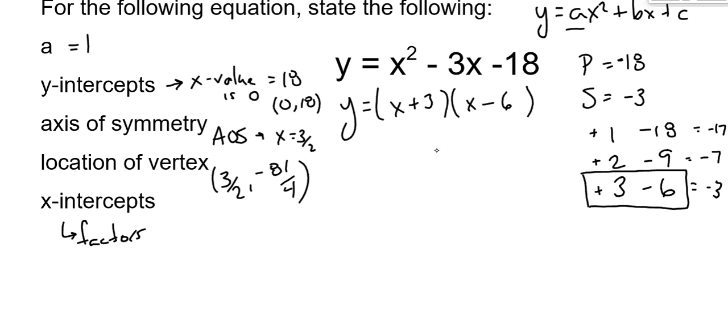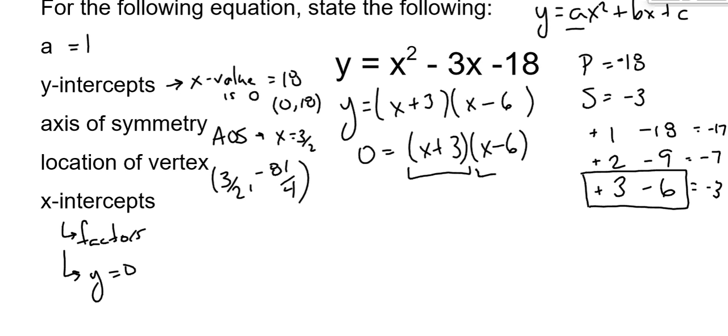What two factors make this up? I want to know the x-intercepts. So in order to find the x-intercepts, y has to equal 0. So I'm just setting this equal to 0. 0 equals x plus 3 times x minus 6. And if either this part or this part is 0, then the whole thing will be 0. So I'm going to set x plus 3 equal to 0, and I'm going to set x minus 6 equal to 0. Solve for x. In this case, x equals -3, and x equals 6.